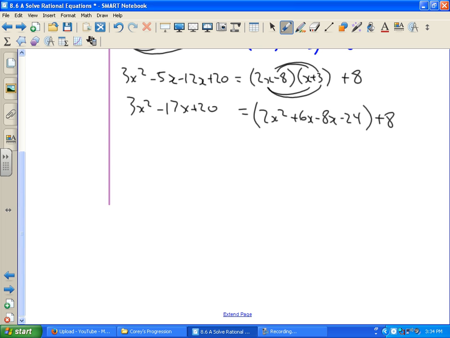The left-hand side, we're pretty good. 3x squared minus 17x plus 20. Right-hand side, we've got to combine some like terms here. That is 2x squared minus 2x minus 16. Plus 6x minus 8x is negative 2x. Negative 24 plus 8 is negative 16. We've got a quadratic equation. We're going to get one side equal to 0.